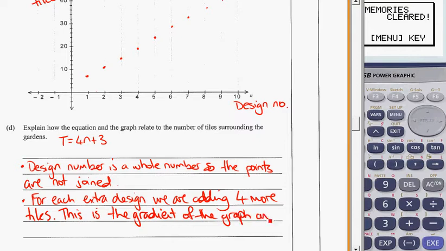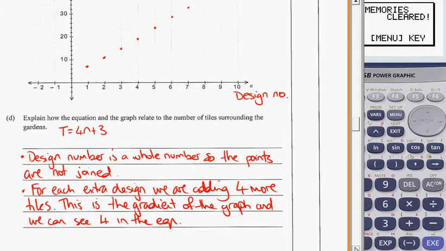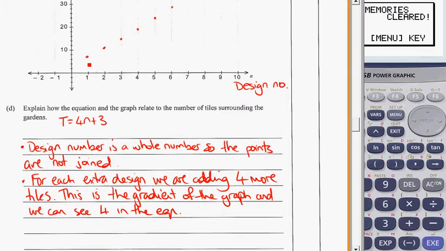The gradient of the graph, and we can see it in the equation as well. So we've talked about the gradient, always good to talk about the y-intercept. Now it doesn't particularly make sense in this case. Y-intercept would be 3, but you can't really talk about design number 0.